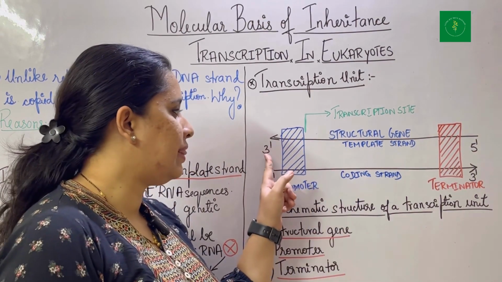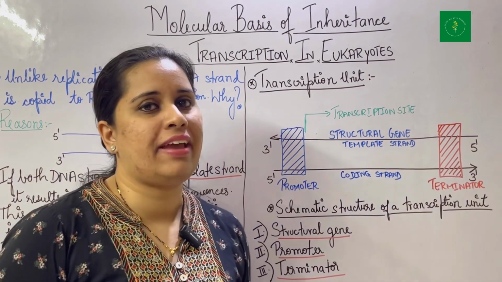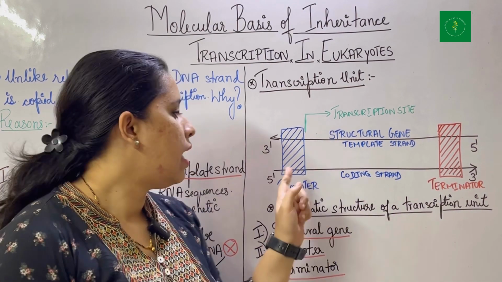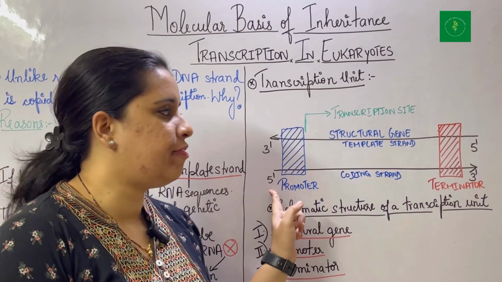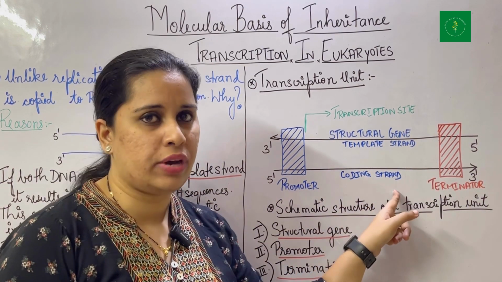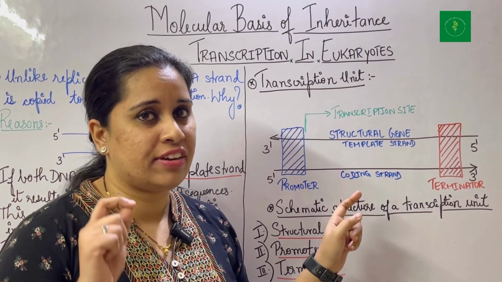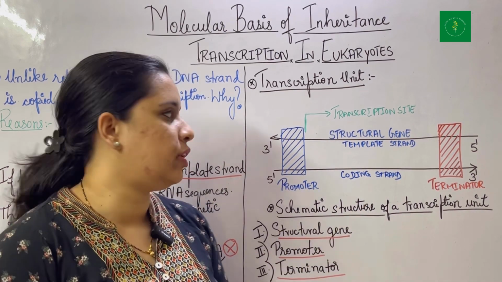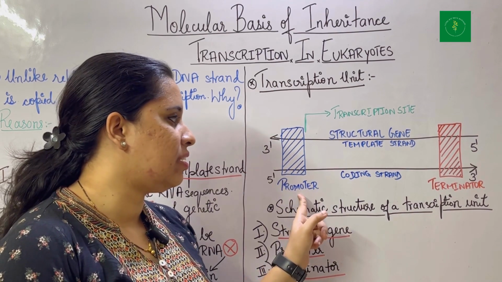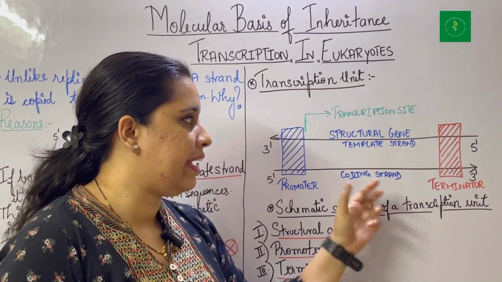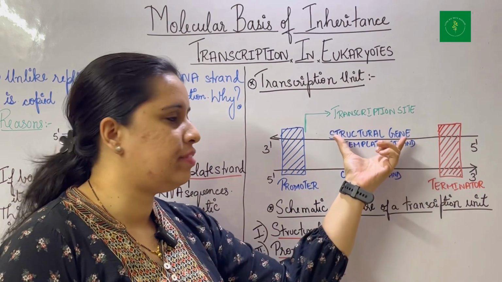The strand with 3' to 5' polarity is called the template strand, and the strand with 5' to 3' polarity is named the coding strand, even if it is not coding for anything. In transcription, you can see the promoter region and terminator region, which are placed on either side of the structural gene.